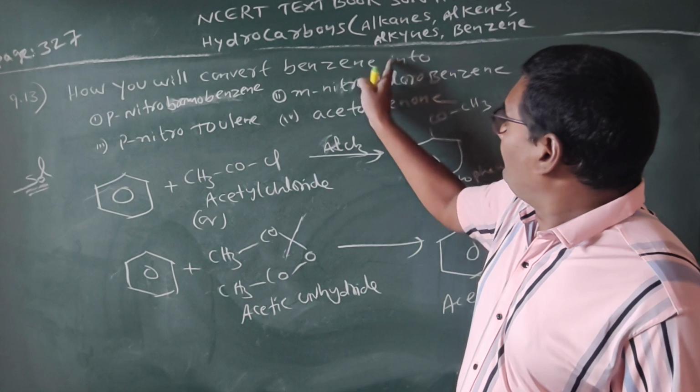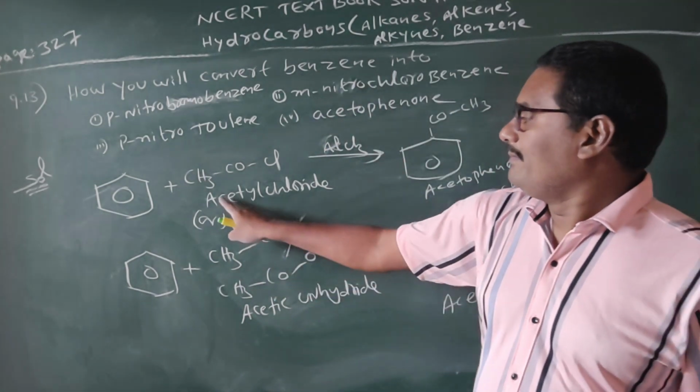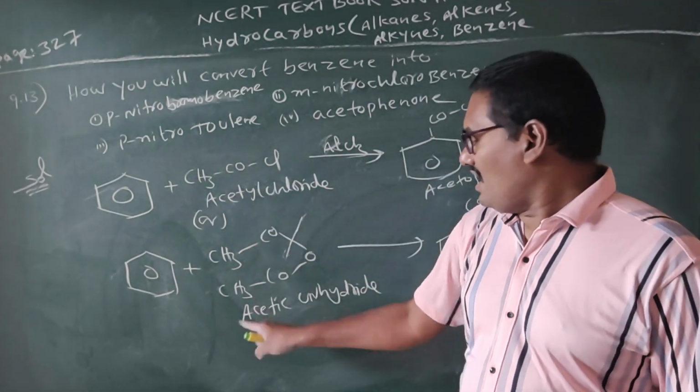So from benzene to acetophenone, we will get by reacting with acetyl chloride or acetic anhydride.